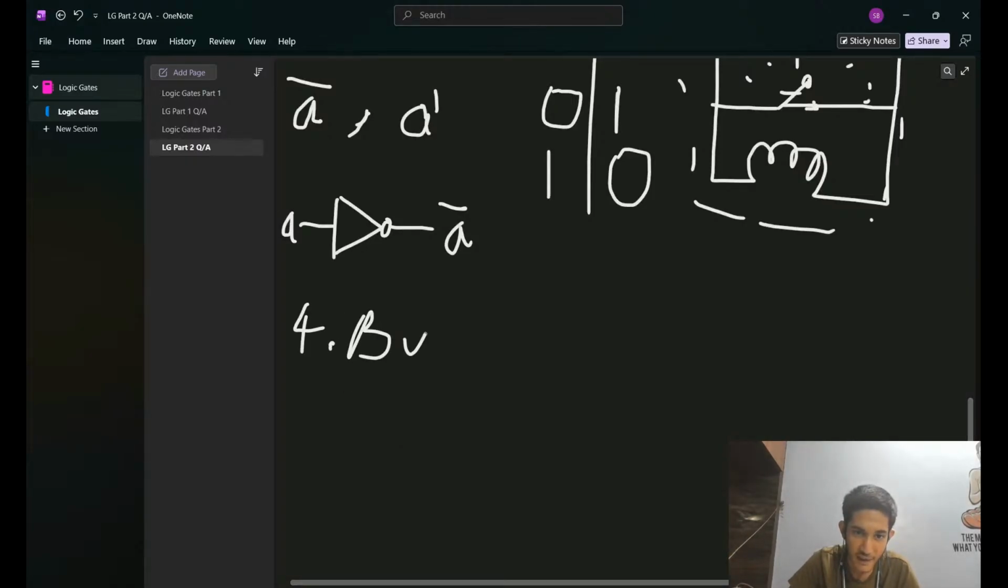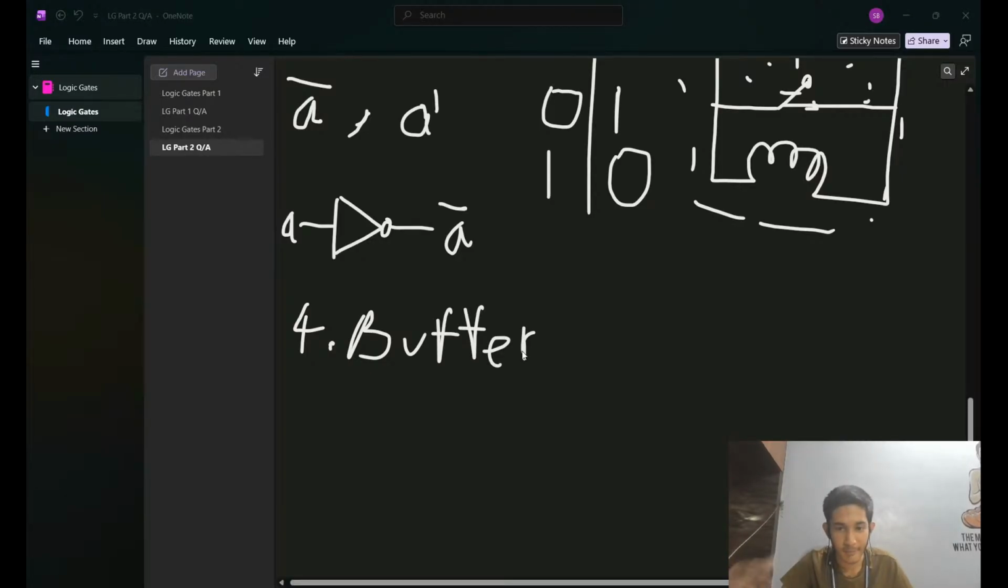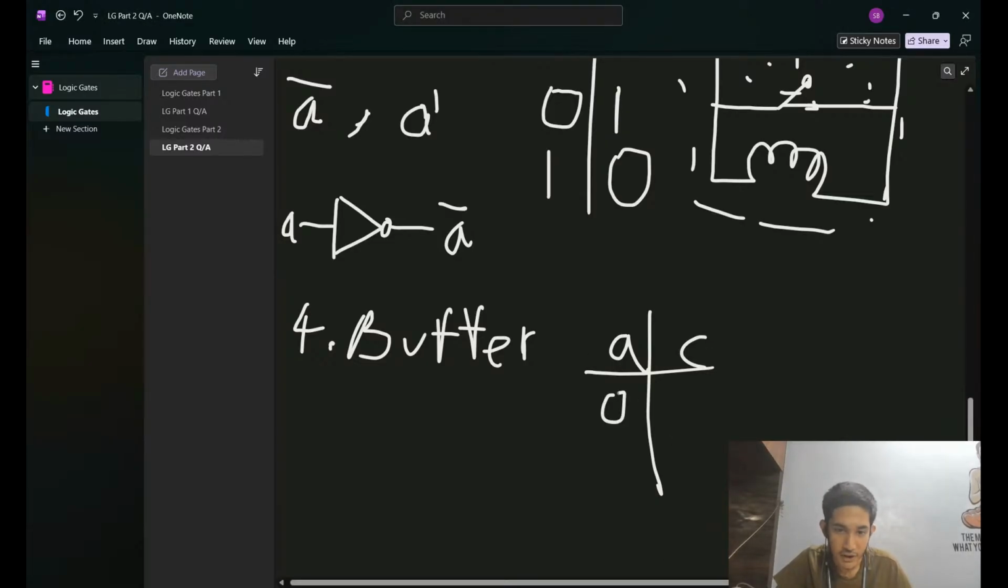This is kind of useless, but it just repeats the information like a redstone repeater, as you know in Minecraft. So if you have A and C, it just repeats what you say. Zero remains zero and one remains one. This could be used to boost the signal, like previous transistors, or they were called vacuum tubes.